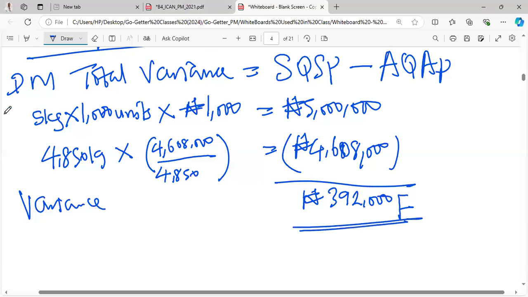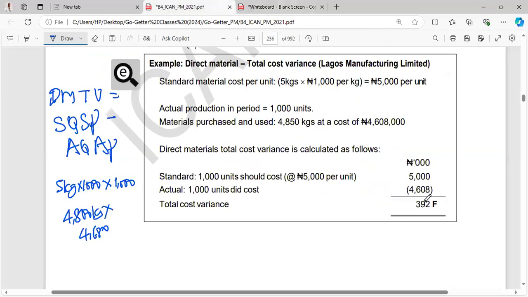So for those of us who use standard first and actual next, if it is positive, it is favorable. But if you do actual first and standard next, and you say actual minus standard, you get a negative, and that is favorable. But it's better you do your standard first, actual next. So that's the same thing we have here, 392.